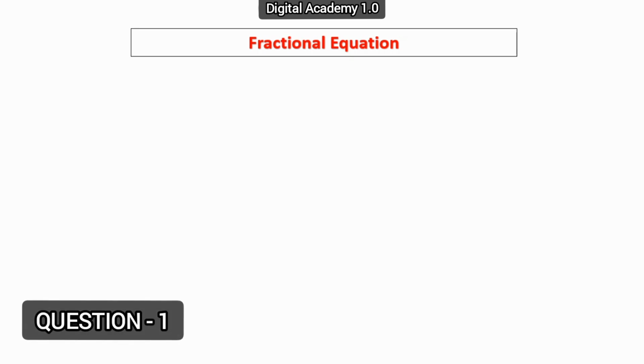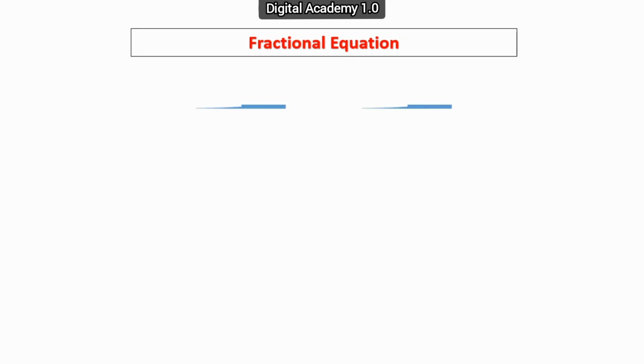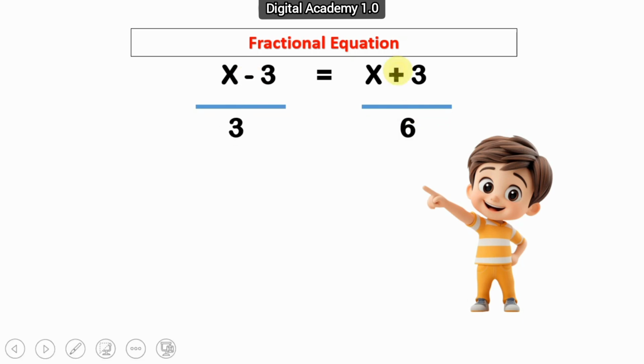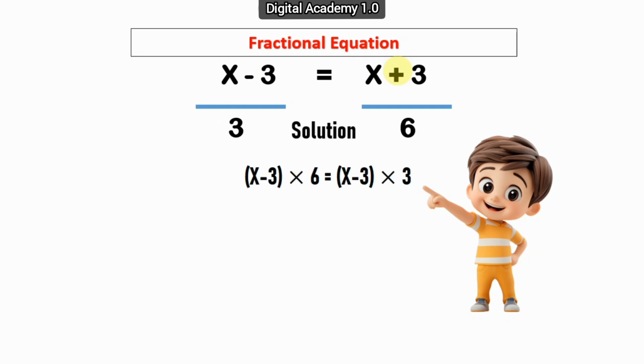Question 1. The given equation is (x+3)/3 = (x+3)/6. Let's go to the solution step by step. Step 1. Cross multiply. Multiply both sides by the denominators, 3 and 6. (x+3) times 6 equals (x+3) times 3.